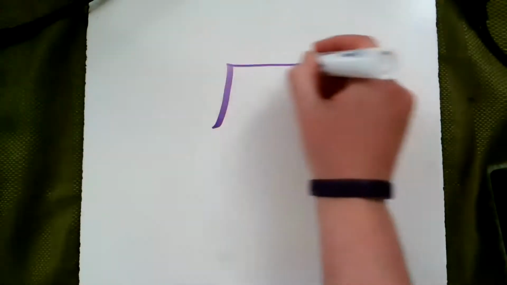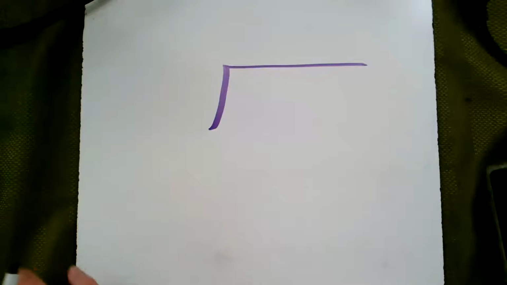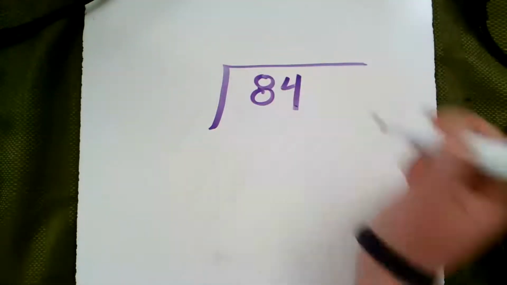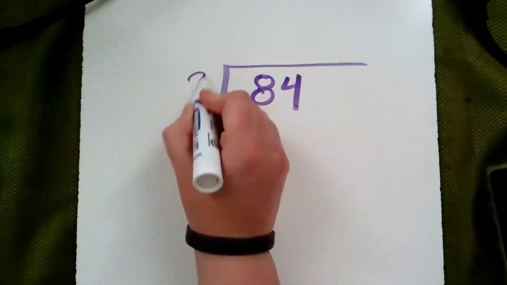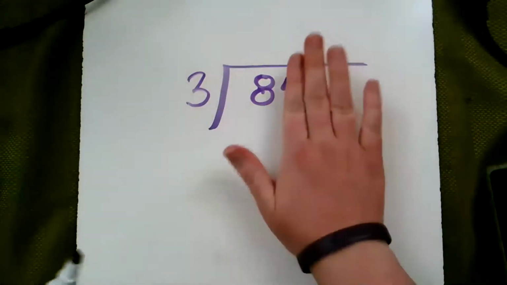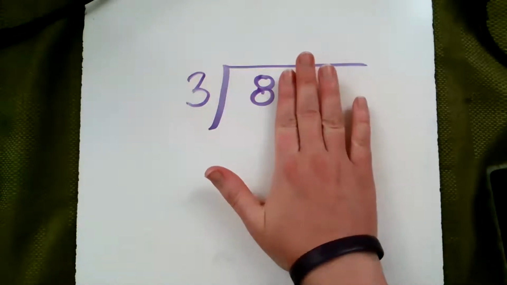All right, last example. Standard long division. So we make our house, okay? The big number always goes inside, 84, and we're dividing by 3, okay? So just like our zone, we're gonna take one number at a time, okay? One number at a time.